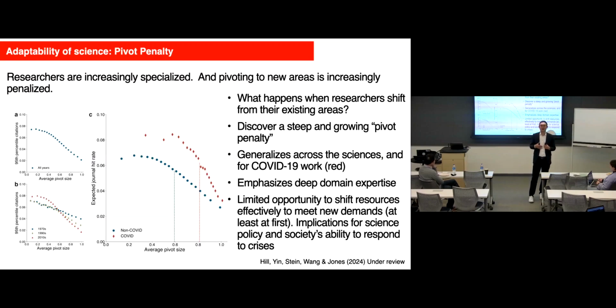This creates a new issue for us to think about: pivoting to a new area appears to be both hard and costly. As a society, we don't know where new threats and opportunities may emerge, and when they do, we may have a very limited opportunity to shift resources effectively to meet new demands. This has implications for science policy, and for how society as a whole can be better prepared to respond to a new crisis in the scientific community. This is something we've been thinking about.